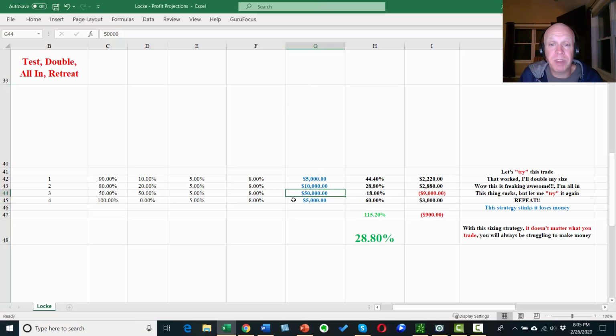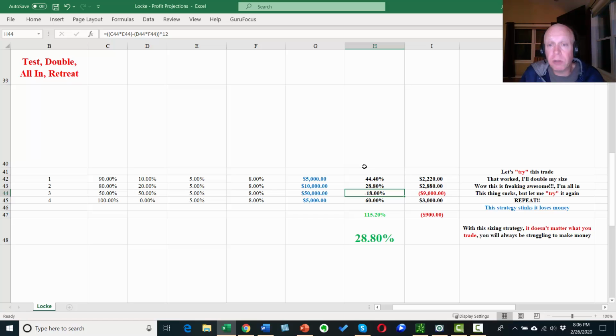So anyway, they jump up to $50,000, and then that bad year comes, or I should say the win rate normalizes to 80%. And now they lose 18%. Not really a big deal when you think about it, because you made 44, you made 28. I don't know, if you add those together, what do you get? 60, 72 or so percent. So you have a bad year and you lose 18%. From a percentage standpoint, that's not a big deal.